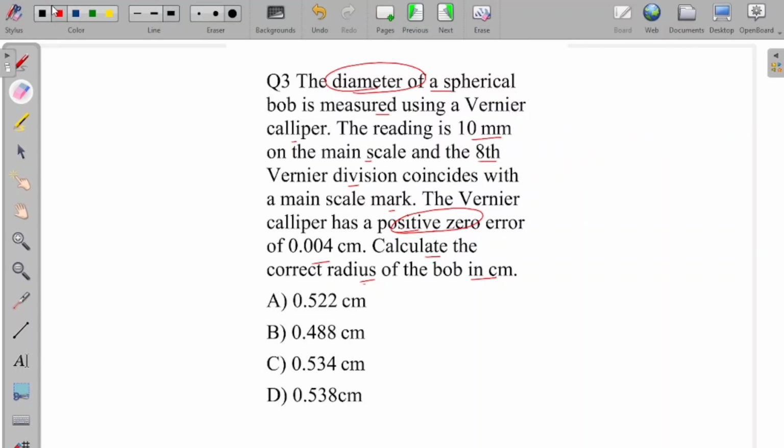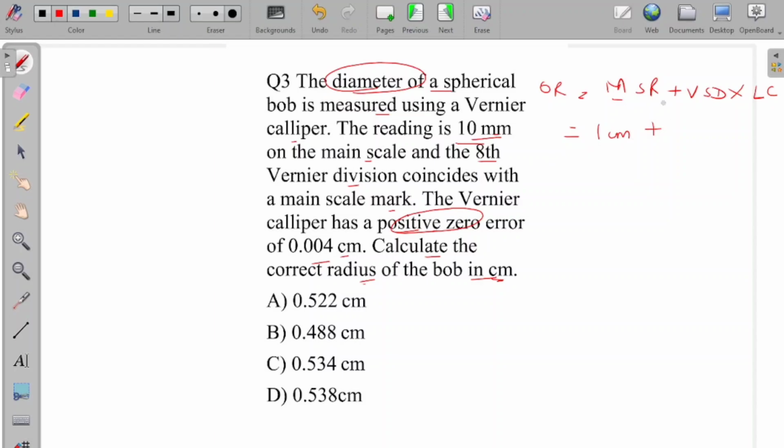Now let's solve the question. Observed reading is found by main scale reading plus coinciding division on Vernier scale into least count. So do we have all these values? Main scale reading. Here the reading of main scale is given as 10 millimeters. But as we can see that the question is asking us to calculate everything in centimeter, and all the other values are given in centimeter. So we will convert this in centimeter and it comes out as 1 centimeter.